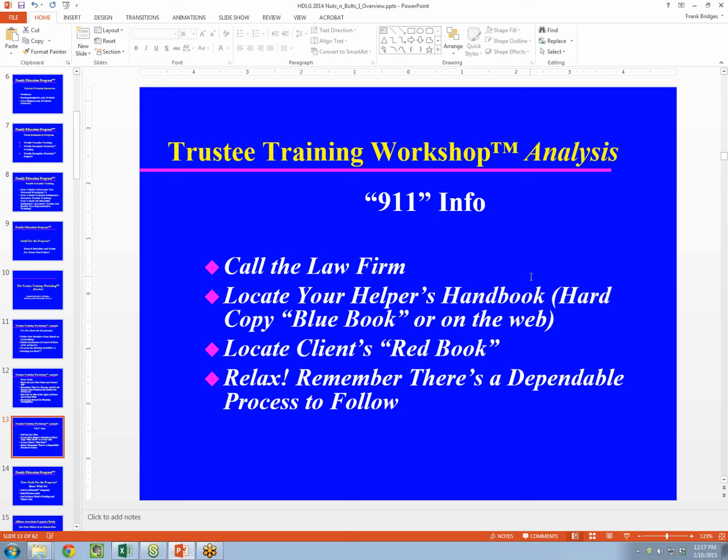Then, of course, locate the client's Red Book, and that is the red portfolio book that the clients have all of their documents in. And there's also a list of various locations where important items may be located, which helps organize the assistance that you'll be giving to the clients in terms of estate settlement.